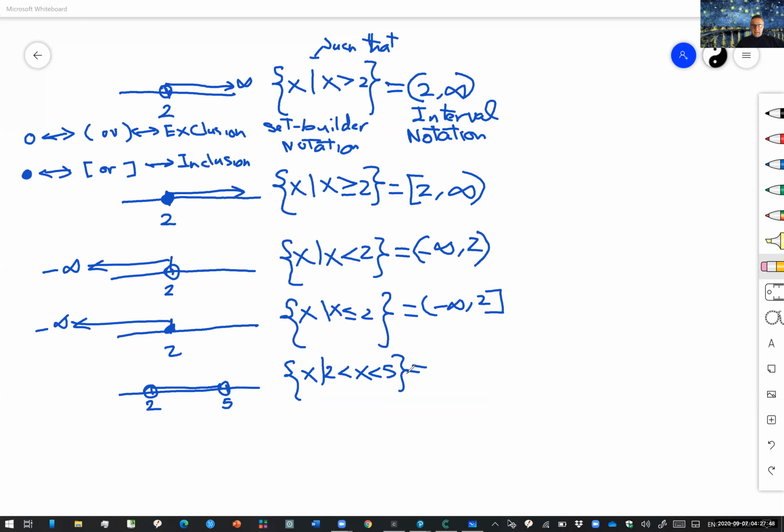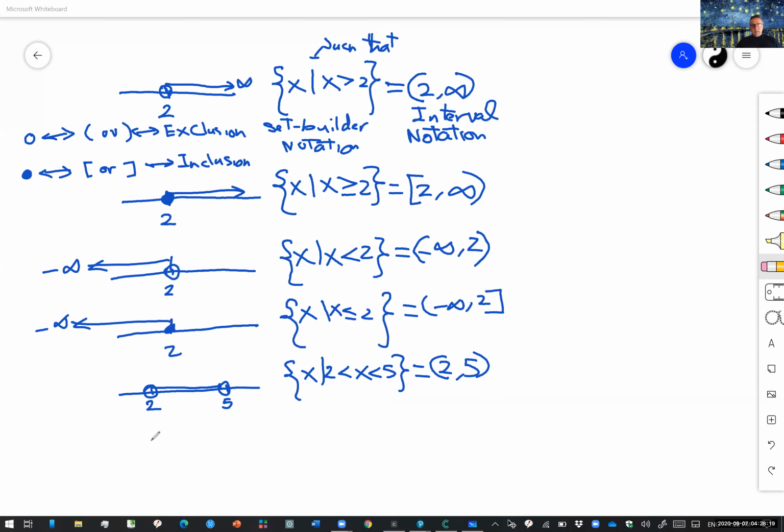So how do you think we'll write the interval notation? Remember, interval is always beginning point, comma, ending point. So tell me, parentheses or bracket? Parentheses. Good. What do I start with? 2. 2 is the starting point. What's the ending point? 5. And then what? Parentheses. Exactly, because 5 is not included either.